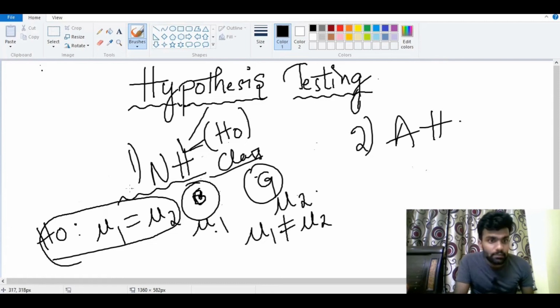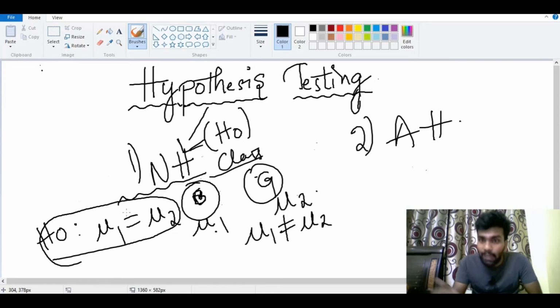And as I have mentioned, in the null hypothesis we assume a statement which shows that there is no difference, there is no effect, like everything is equal. These kinds of statements we consider in the null hypothesis. So for this example, we took H naught, that is the null hypothesis, as mu1 is equal to mu2. That's the assumption.